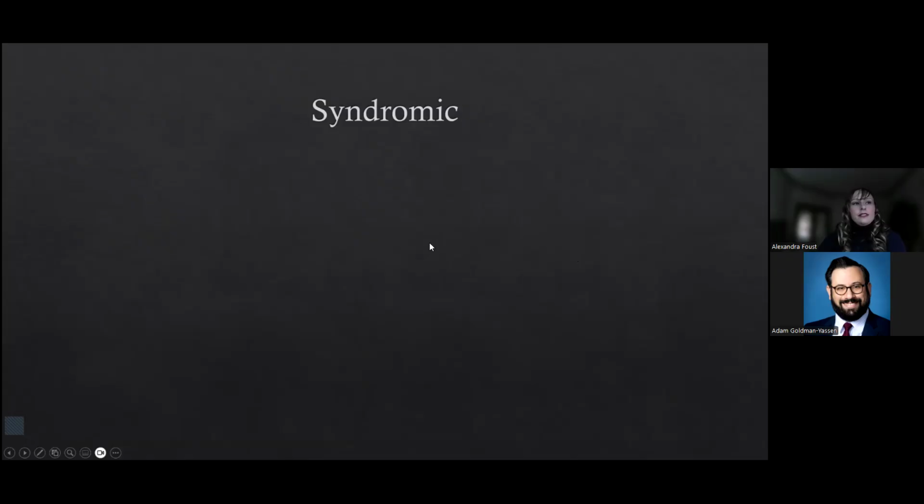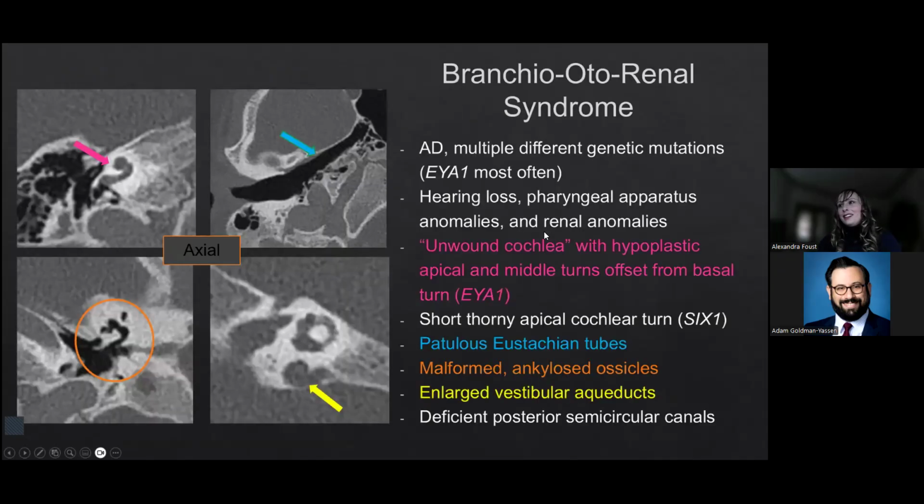Lastly, I'd like to talk about a few syndromic causes for pediatric hearing loss, and then we'll take any potential questions at the end. So first syndrome we're going to talk about is brachio-otorenal syndrome. This is an autosomal dominant syndrome, most commonly associated with mutation in EYA1. In addition to having hearing loss, as you might guess from the name, they have branchial apparatus abnormalities, as well as renal anomalies, renal cysts, renal dysfunction, things like that.